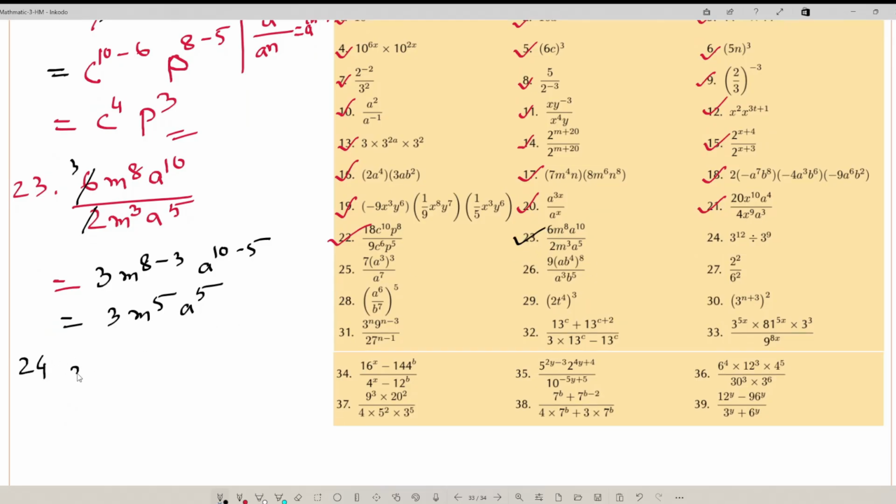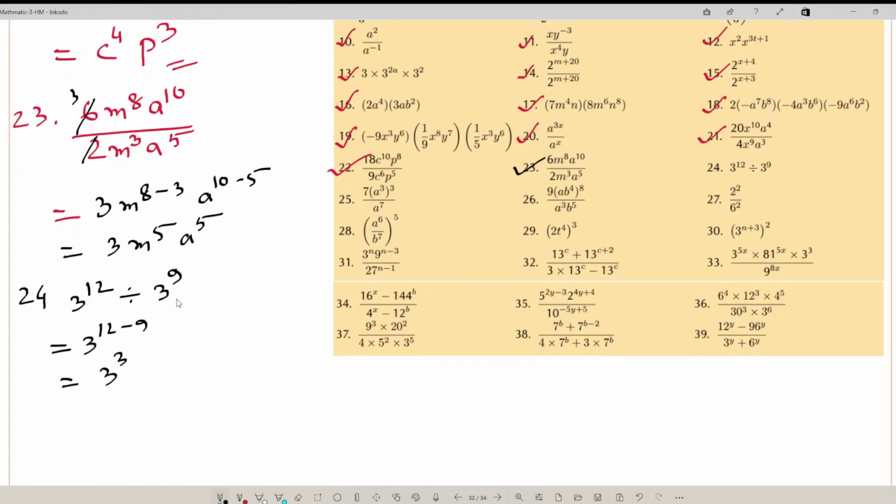24. 3^12 divided by 3^9. This one, 3^(12-9), the answer is 3^3, right? So the answer we can also write as 27. Look, this one is also the same thing, 3^12 divided by 3^9, right? So we can write it this way or that way. So 24 is also done.